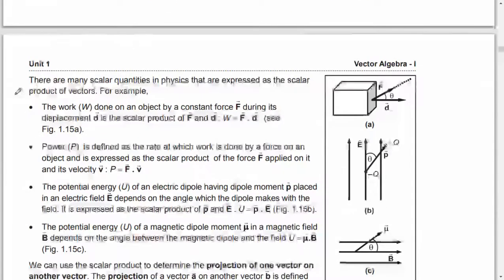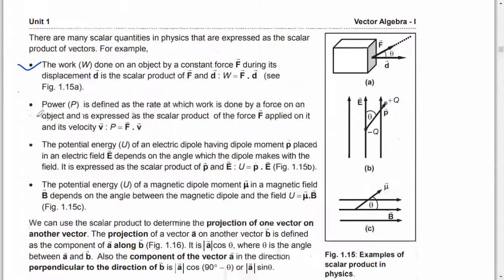There are many scalar quantities in physics that are expressed as the scalar product of vectors. For example, the work W done on an object by a constant force F during its displacement d is the scalar product of F and d, W equal to F dot d. See figure A. Power P is defined as the rate at which work is done by a force on an object and is expressed as the scalar product of the force F applied on it and its velocity v. P is equal to F dot v.